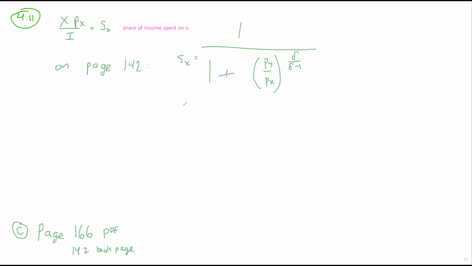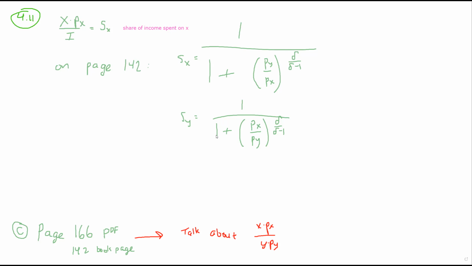Similarly, the share of y would be 1 over 1 plus price of x over price of y raised to the delta over delta minus 1. Okay, now why is this useful? Because part C says to talk about x times price of x over y times price of y, and how they're related based on delta. But guess what? X times price of x and y times price of y are related in the share values.